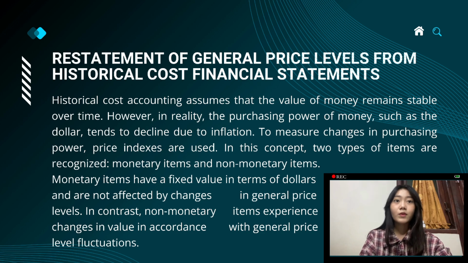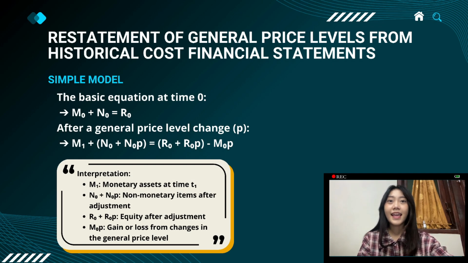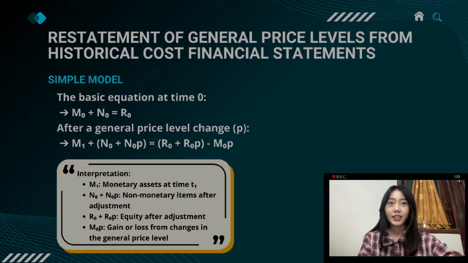In this concept, two types of items are recognized: monetary items and non-monetary items. Monetary items have a fixed value in terms of dollars and are not affected by change in general price levels. In contrast, non-monetary items experience change in value in accordance with general price level fluctuations. And then this is the simple model, the basic equation at time 0 and after a general price level change. And then this is the interpretation.